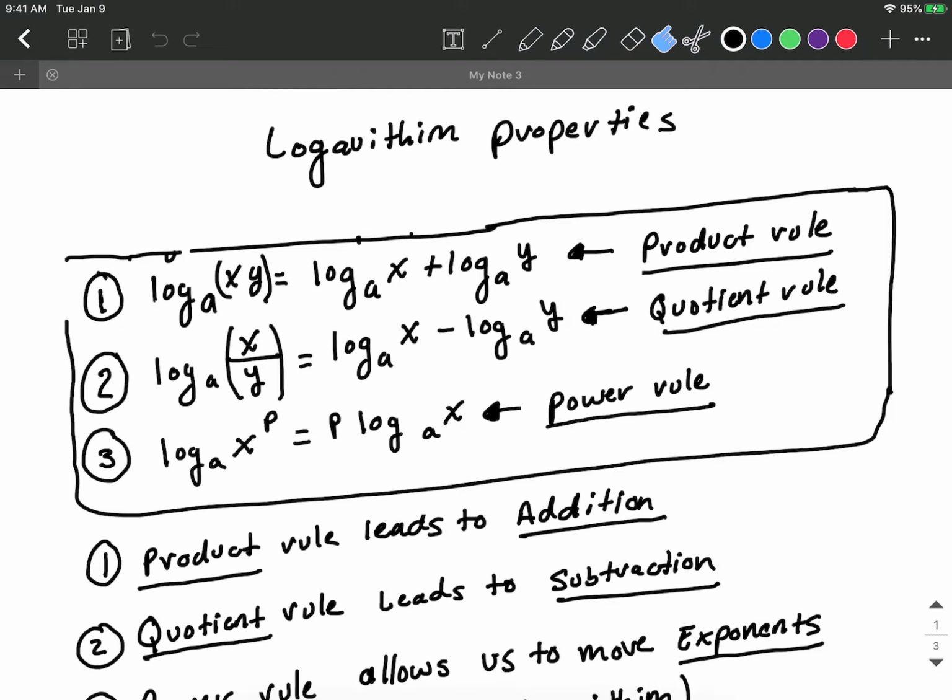Hey, in this video we're going to be talking about logarithm properties. Right here I have three that are listed out. One of them is stated as the product rule, the second one as the quotient rule, and the third one as the power rule. Now I'm going to talk to you about what they do and how to actually see them.